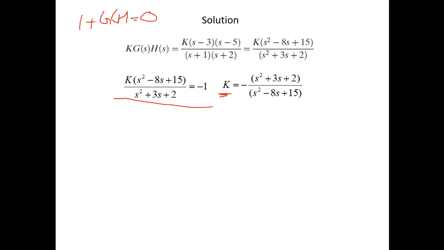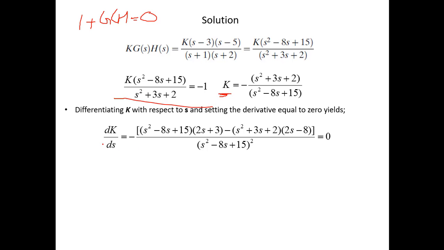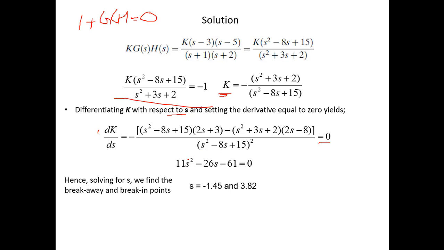Now you have to take the derivative, as you all know the drill. So you have to take the derivative with respect to this s, and you have to equate it to 0. Now you have to find the value of s. So if you solve this giant equation, you will get this value, and you know that this is a second order equation, so there will be two possible values for this s. The first value is minus 1.5 and the second value is 3.82.